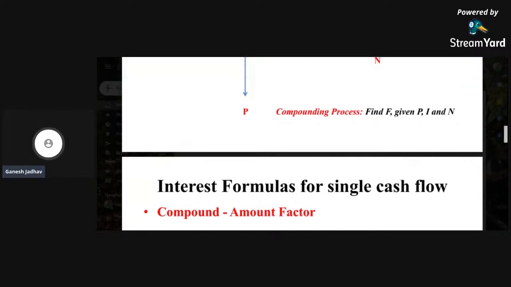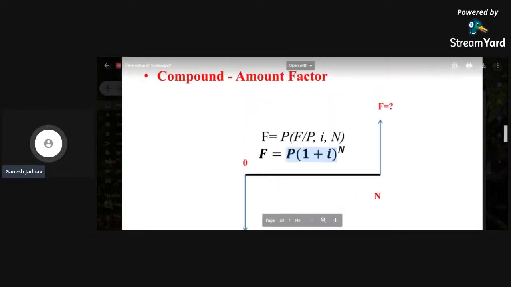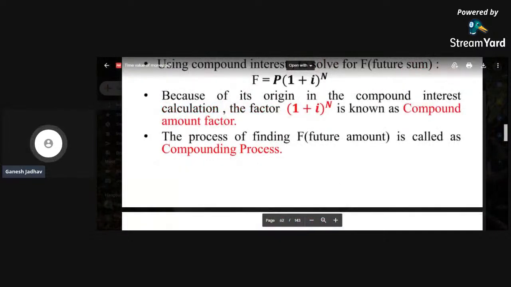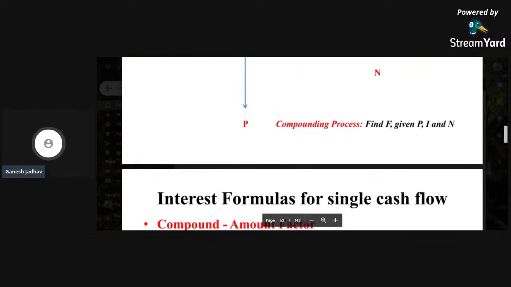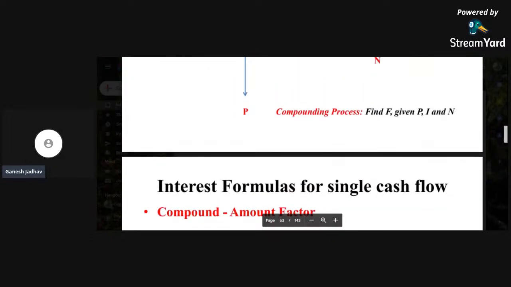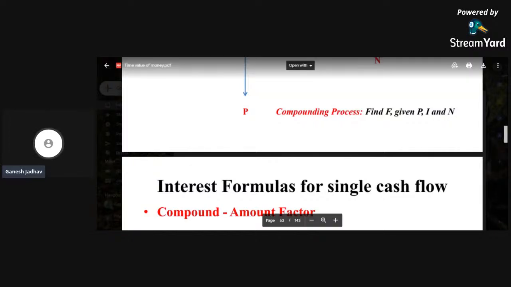So what is the compounding process? Finding F whenever P, i and n are given. Here is also a statement: what is the compounding process? The process of finding F, that is the future amount. So the compounding process means finding F given P and i.